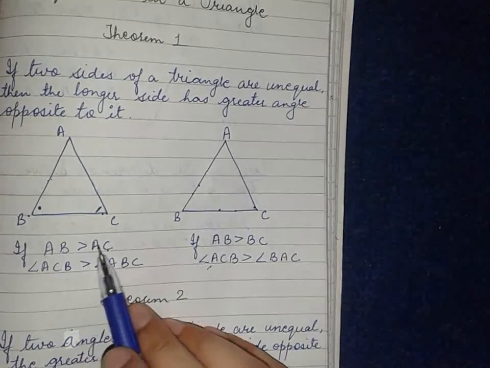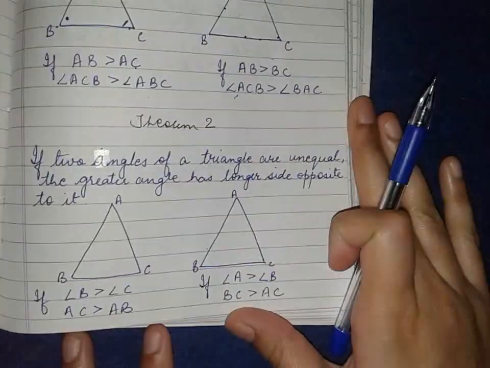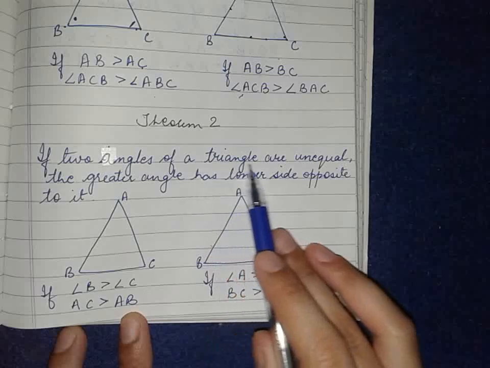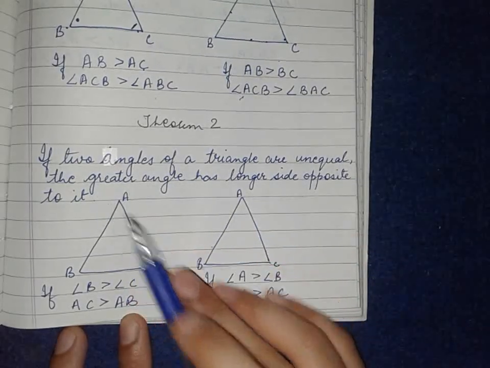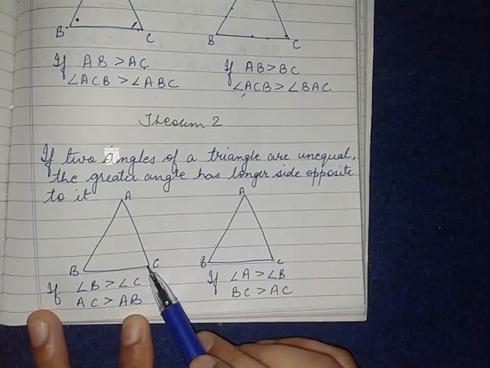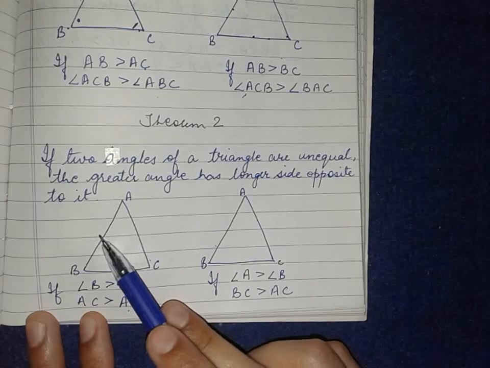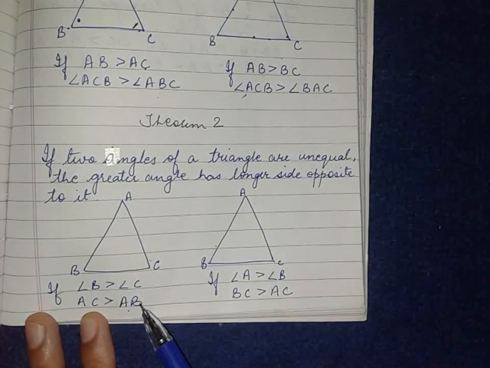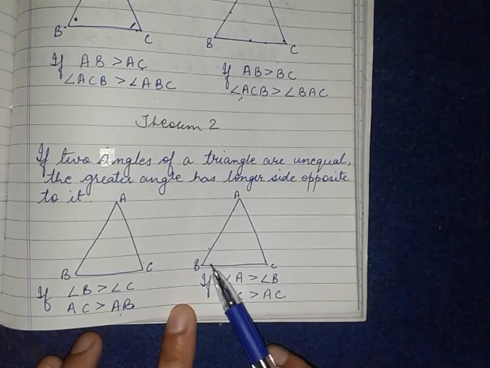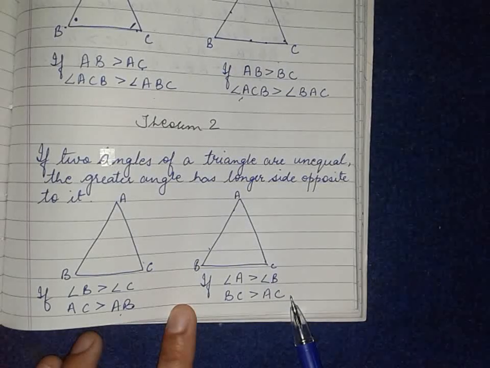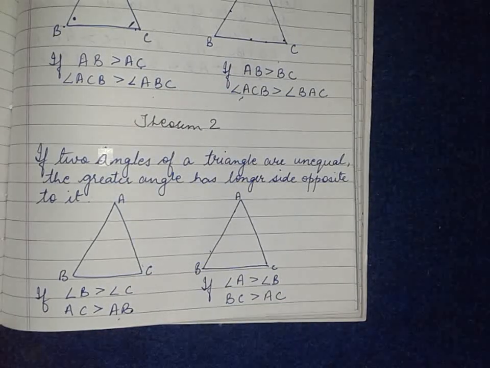The second theorem is the converse of this theorem. In this, sides were given and we were comparing the angles. Now angles are given and we will compare the sides. If two angles of a triangle are unequal, greater angle has longer side opposite to it. If angle B is greater than angle C, then opposite to angle B is AC, and opposite to angle C is AB. So AC will be greater than AB. Similarly, if angle A is more than angle B, then BC will be greater than AC. That is, side opposite to greater angle is always greater.